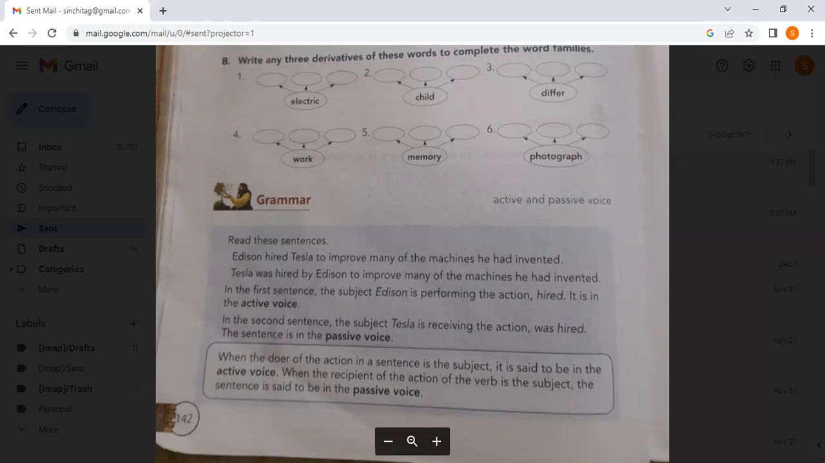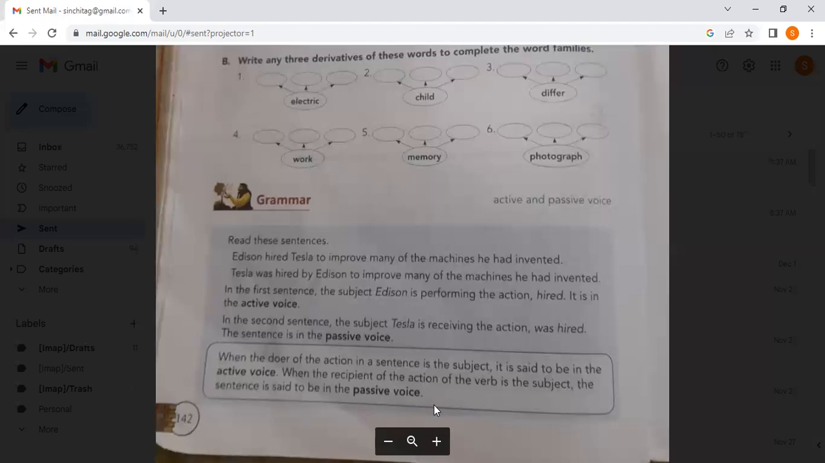The sentence is in the passive voice when the doer of the action in the sentence is not the subject. It is said to be in the active voice when the doer of the verb is the subject. The sentence is said to be in the passive voice. Very good. Excellent. So what is happening when the doer of the action in a sentence is the subject? It is said to be in the active voice.